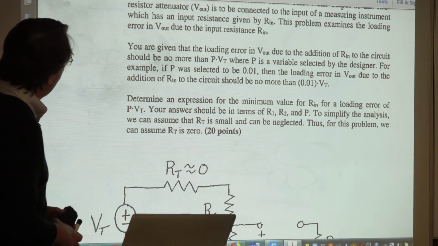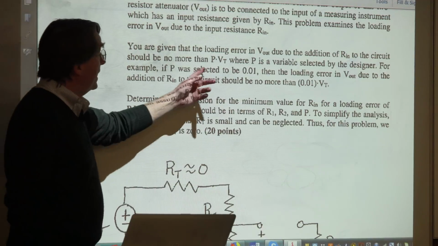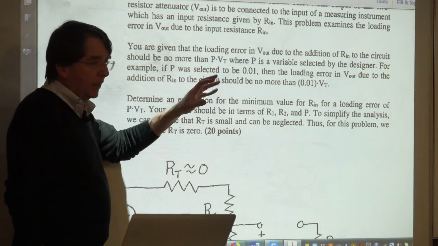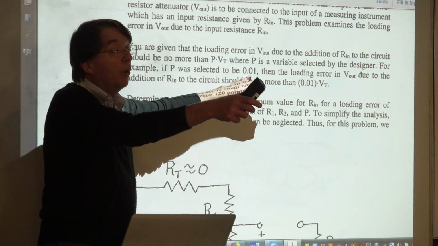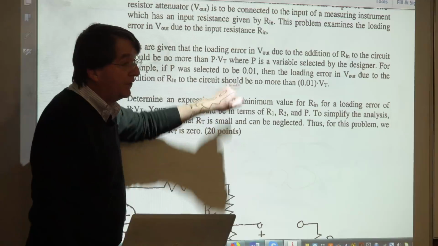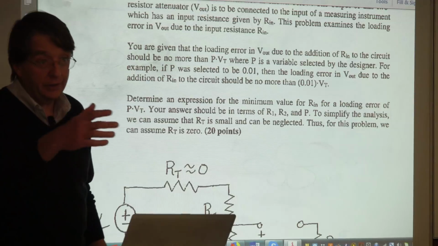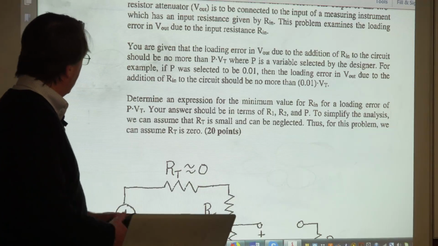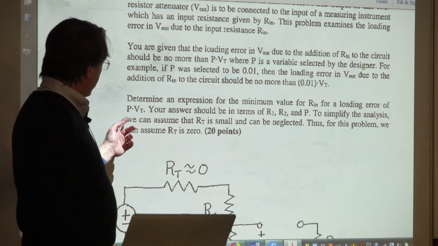Now, you are given that the loading error due to the addition of Rn should be no more than P times V sub t. P is generally going to be a small fraction, so P could be 0.01. That was, I think, the homework problem, 1% loading error. Except I don't tell you what P is. I want to solve it generally. 1%, 2% error, you would then change P. Determine the minimum value of Rn. So your loading error is P times V sub t.